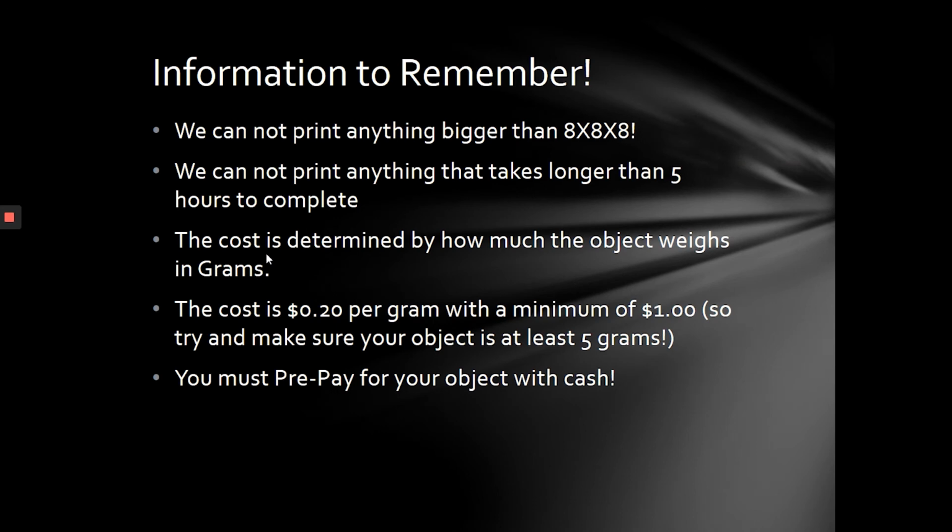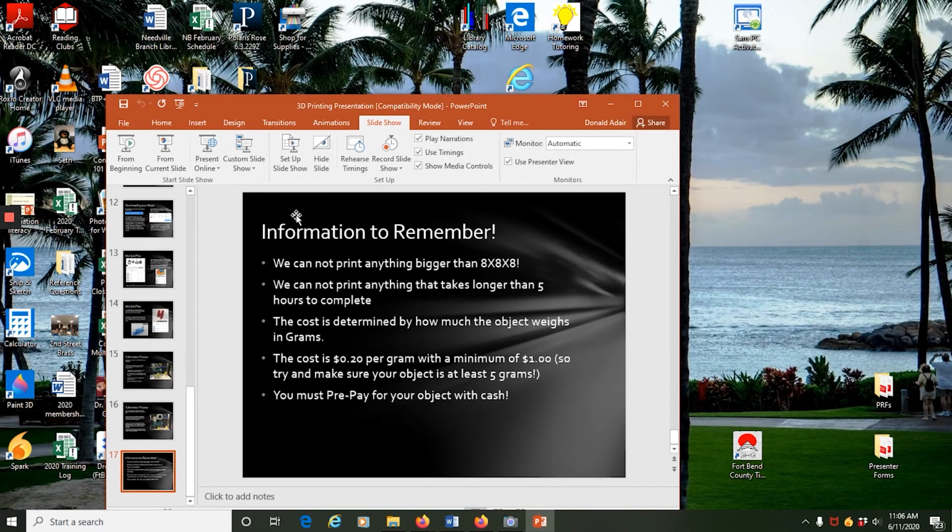Okay, the information to remember. We cannot print anything bigger than 8 by 8 by 8. We cannot print anything that takes longer than 5 hours to complete. The cost is determined by how much the object weighs in grams. The cost is 20 cents per gram with a minimum fee of $1. So try and make sure your object has at least 5 grams. You must prepay for your object with cash. All right, thank you. Hope you learned something from that.